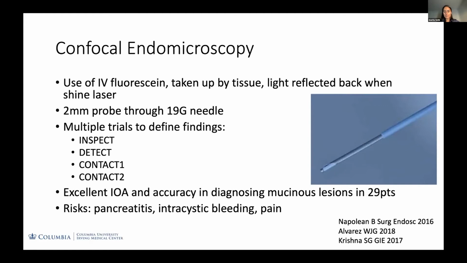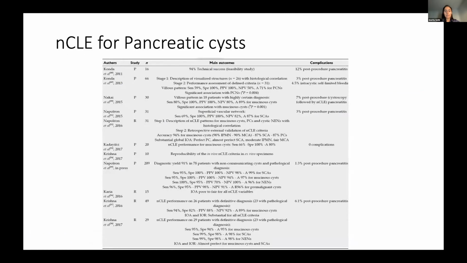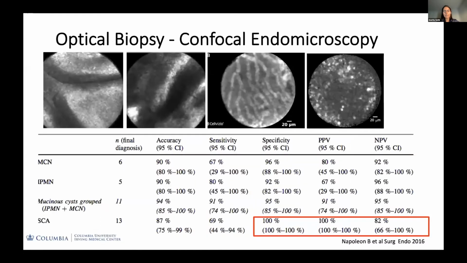The risks associated with the procedure are few, but do include pancreatitis and intracystic bleeding, given the use of the 19-gauge needle as well as a device within it. As I mentioned, this has been around for some time. These are all of the studies that have been done looking at confocal endomicroscopy for pancreatic cysts, the largest one being by Napoleon's group in France. And he has really done a lot of work defining these lesions, validating and determining the accuracies.